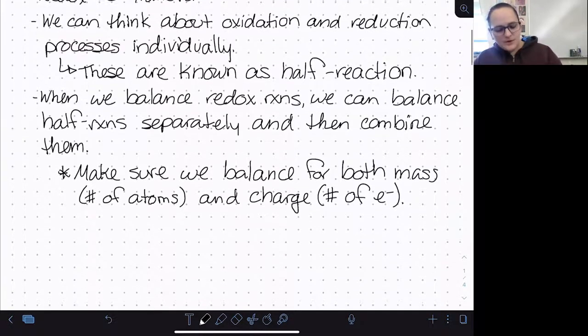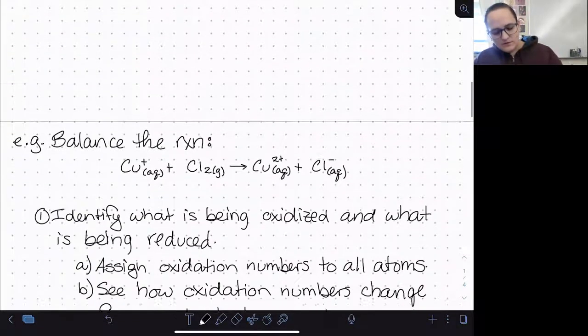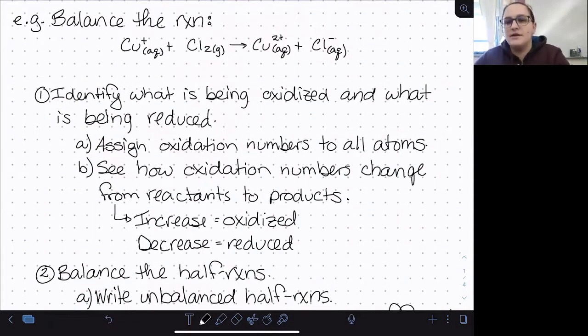So the first thing we need to do to complete the half reaction method is identify what is being oxidized and what is being reduced. And this is what we use our oxidation numbers for. We assign oxidation numbers to all of our atoms in our reactants and products, and then see how those oxidation numbers change between our reactants and products. That will tell us what is being oxidized and what is being reduced. We should find that one element has its oxidation number increase, which means that it is being oxidized, and one element has its oxidation number decrease, and that thing is being reduced.